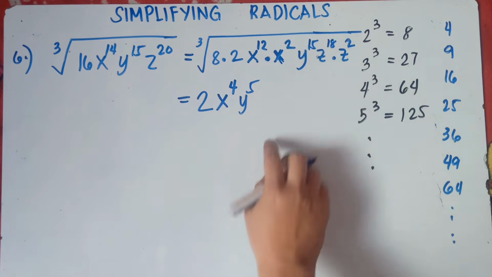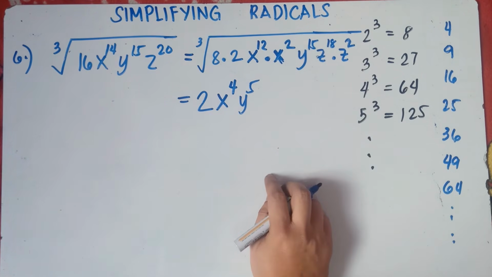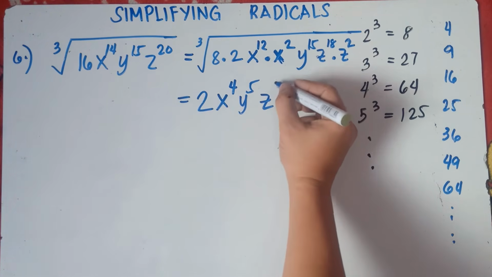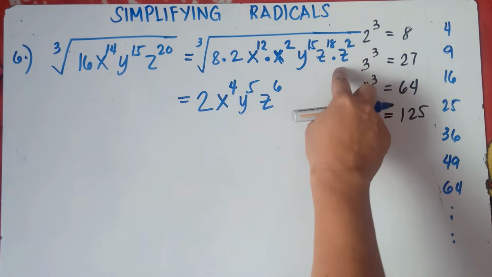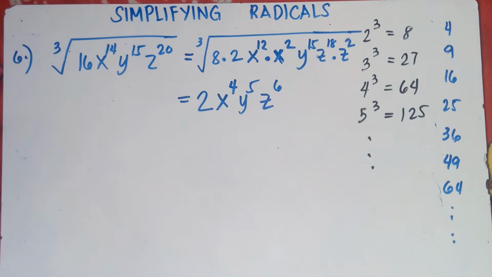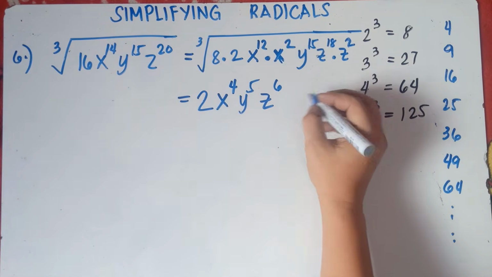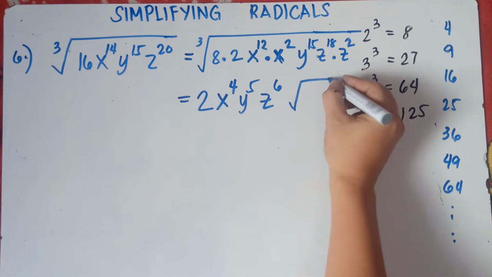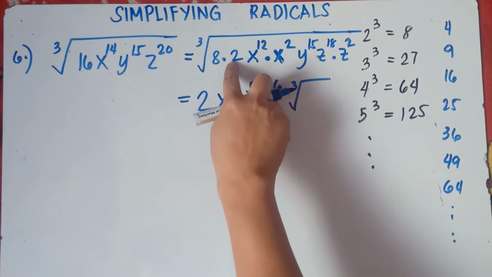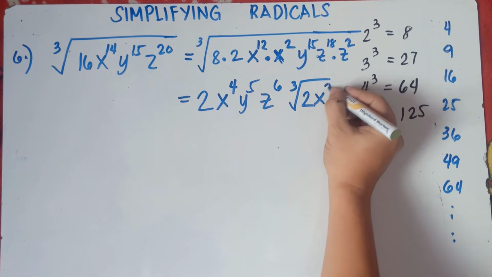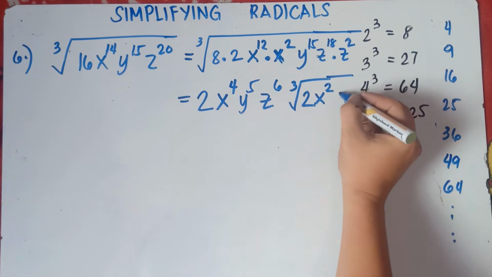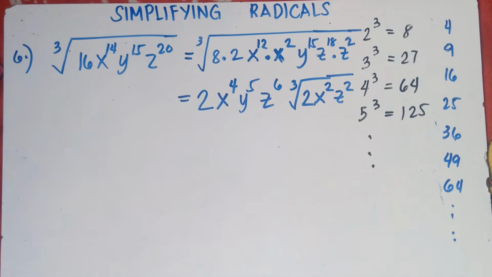For z raised to the power of 18, can we divide 18 by 3? Yep, we can divide 18 by 3. That is 6. Put it outside the radical symbol. Z raised to the power of 6. And for z squared, we cannot divide 2 by 3. So therefore, z squared will remain inside the radical symbol. And the final answer on the last part, that would be the cube root of 2. We still have 2, and we have x squared, and we have z raised to the power of 2. That's it, class. This will be the answer for number 6.